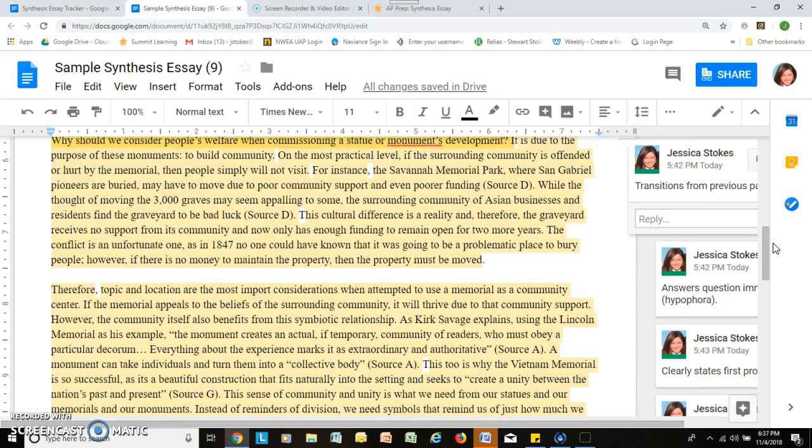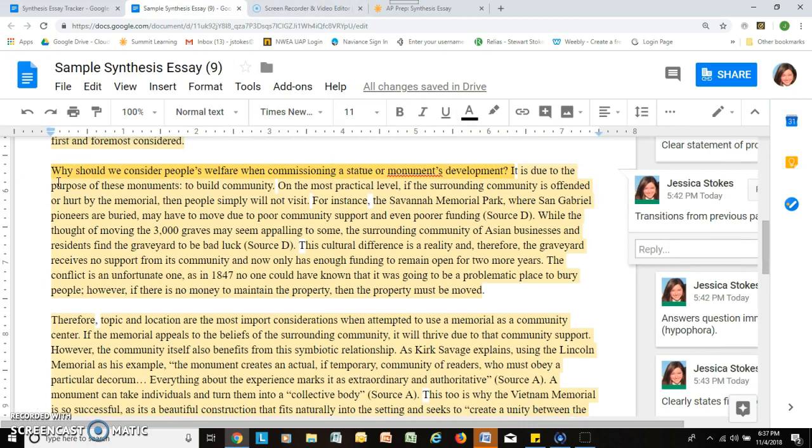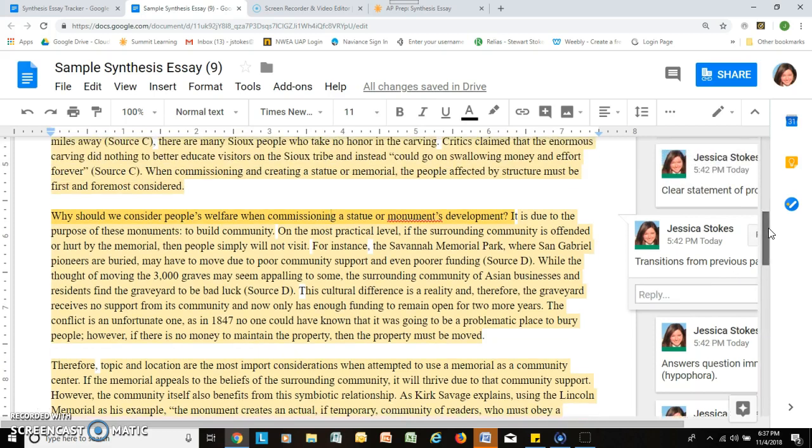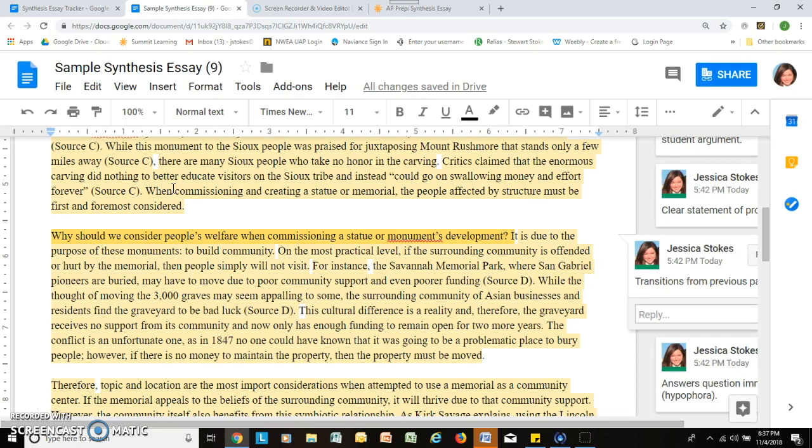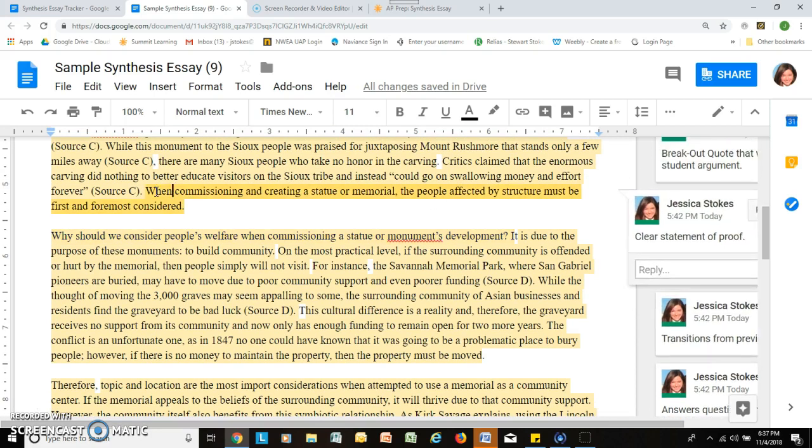For instance, at the beginning of their next body paragraph, they write, "Why should we consider people's welfare when commissioning a statue or monument's development?" So this sentence directly transitions from the previous paragraph. In the last paragraph, it ends with, "When commissioning and creating a statue or memorial, the people affected by the structure must be first and foremost considered." That's what this paragraph has proven.